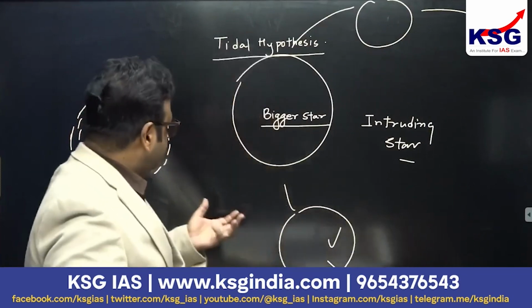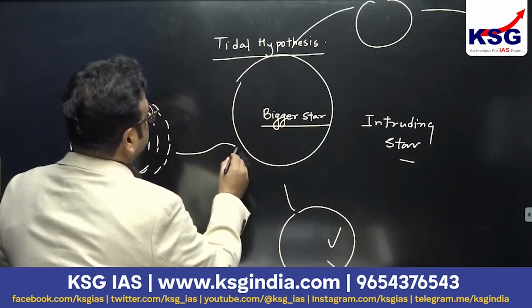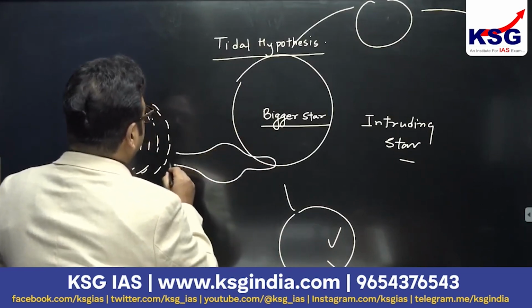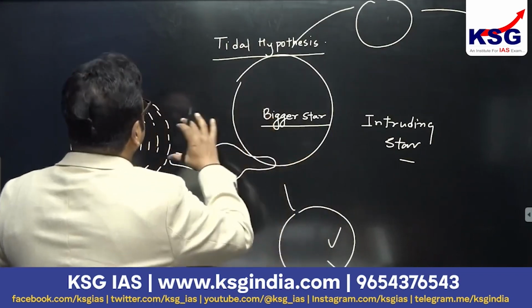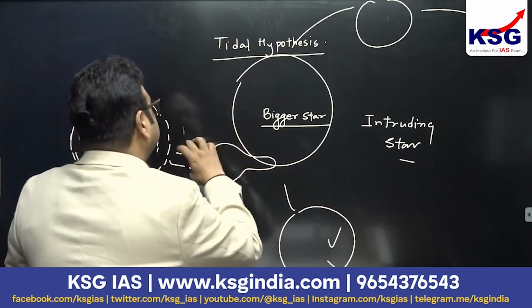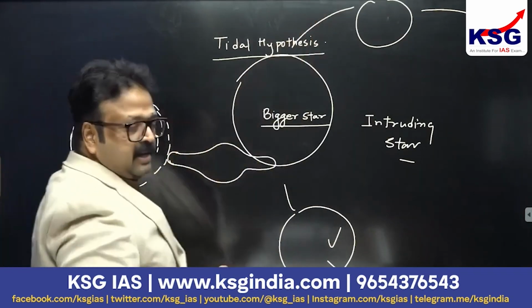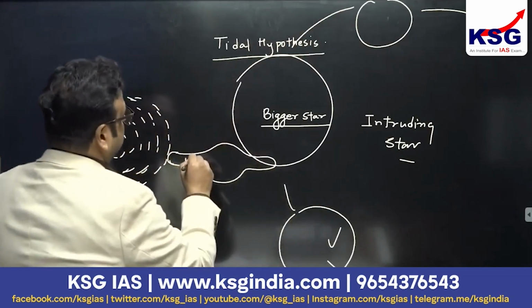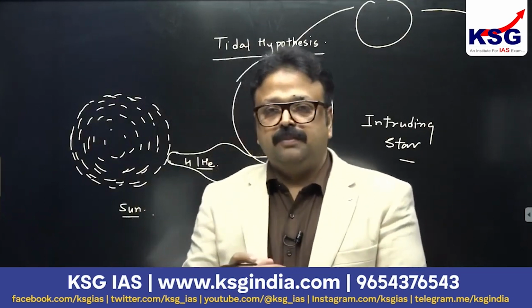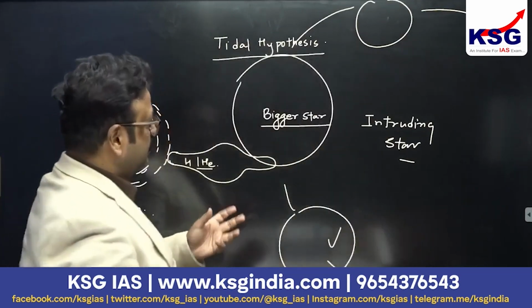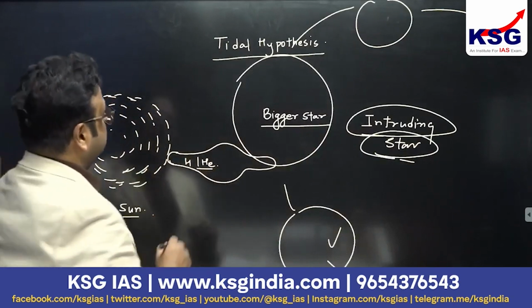There was some mass of the sun protruded outside, and this protrusion was in cigar shape. Why cigar shape? Because when it was away, it had less gravity; once it is close, it has more gravity. So it pulled more mass, and then while going away, less mass. So there is a cigar containing hydrogen and helium that comes out as this intruding star passes by. This intruding star is responsible for detaching this much mass, and that too in cigar shape.